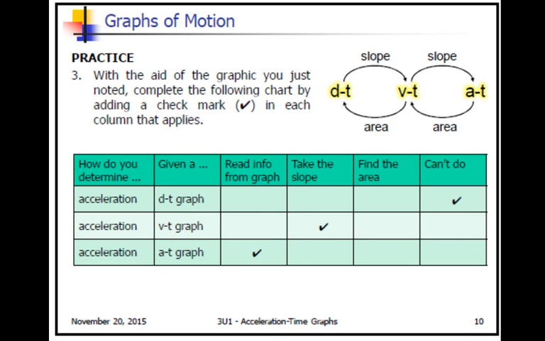And that is how you would use these different graphs of motion. They are a nice tool for understanding motion, position, velocity, time, and acceleration.